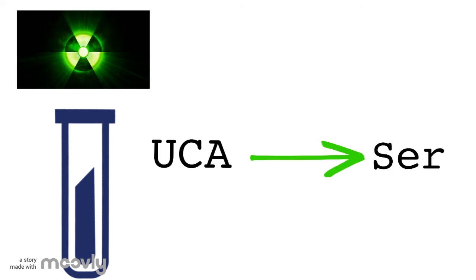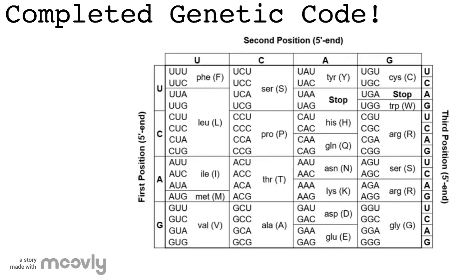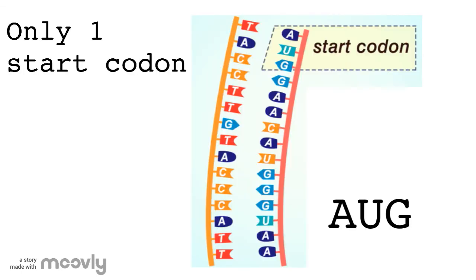The sample was tested for radioactivity, and if it was radioactive, that meant that the trinucleotide coded for the radioactive amino acid. Using this method, they were able to discover the remaining 61 amino acid and codon pairings. They were able to crack the entire genetic code. They were also able to identify that AUG is the start codon, meaning this is where translation will start.